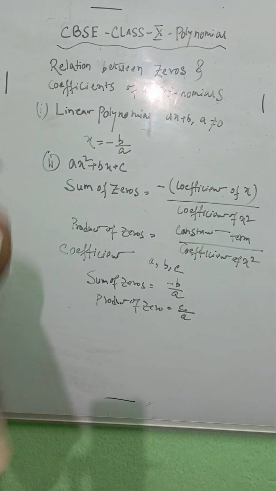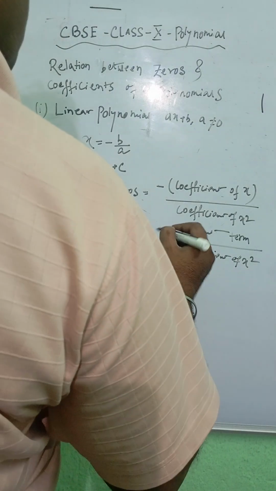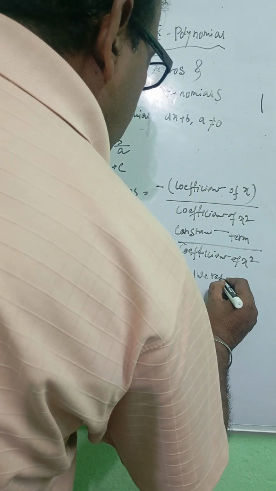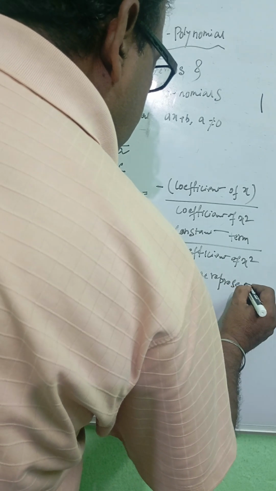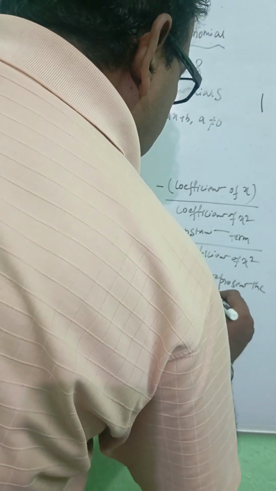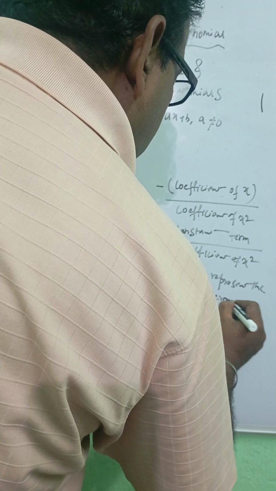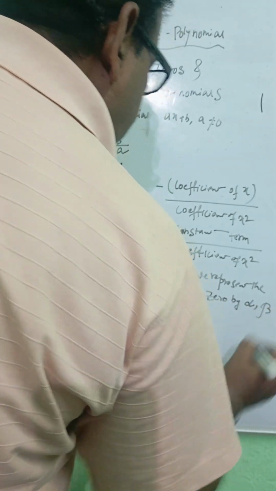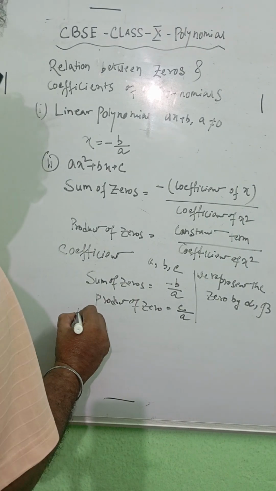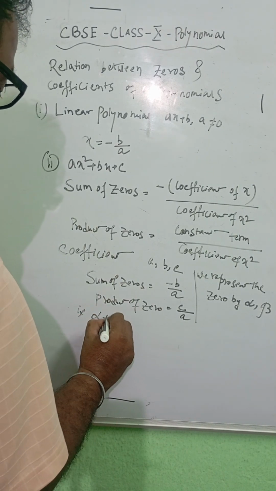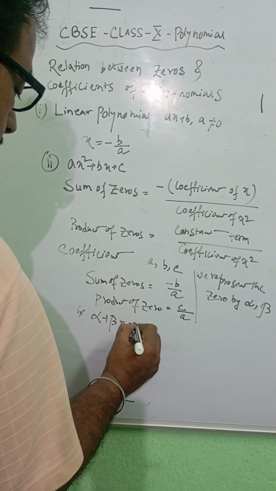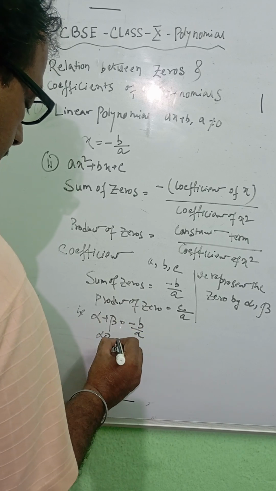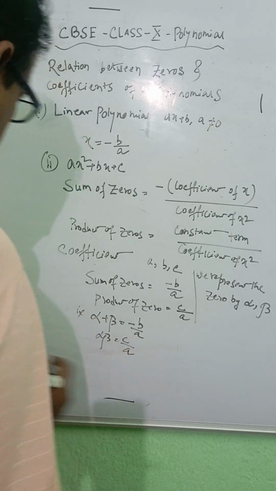And we represent the zeros by the Greek letters alpha and beta. That is, alpha plus beta is equal to minus b by a, and alpha beta is equal to c by a.